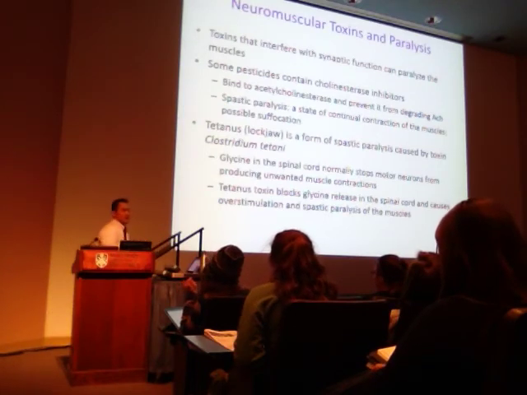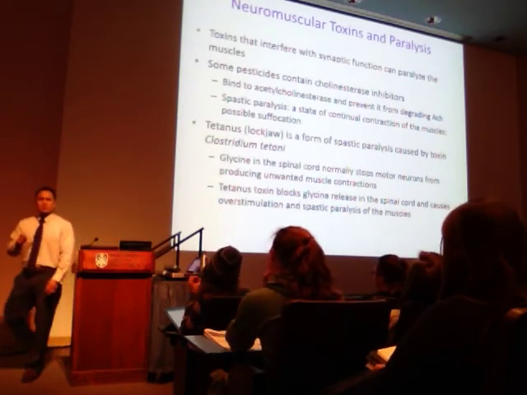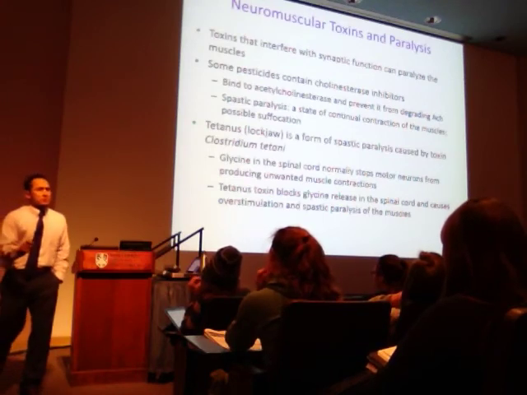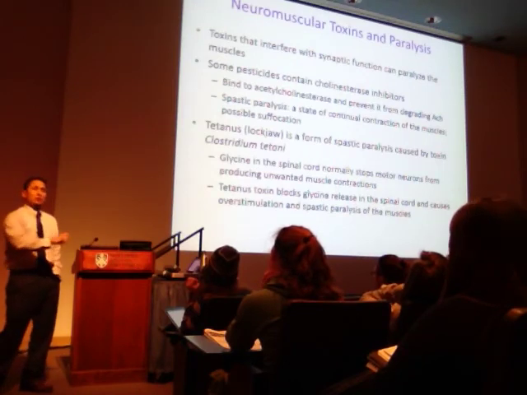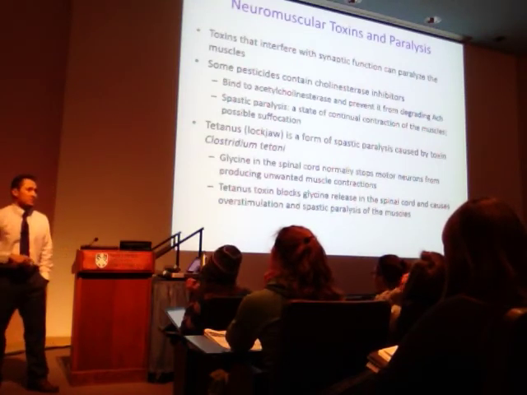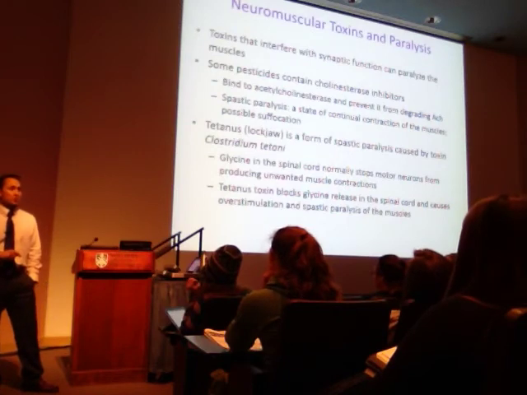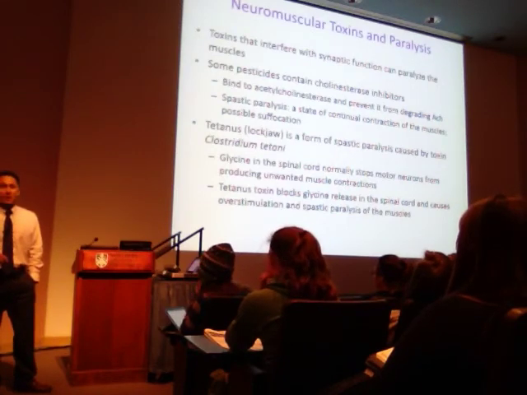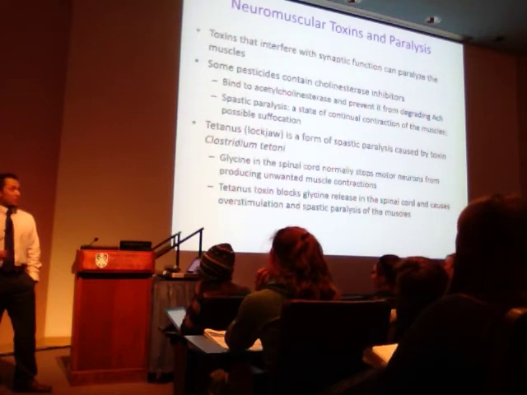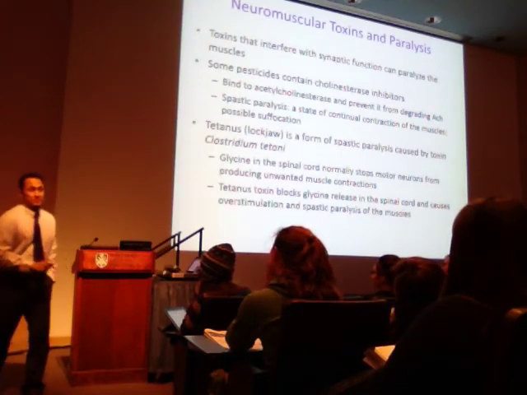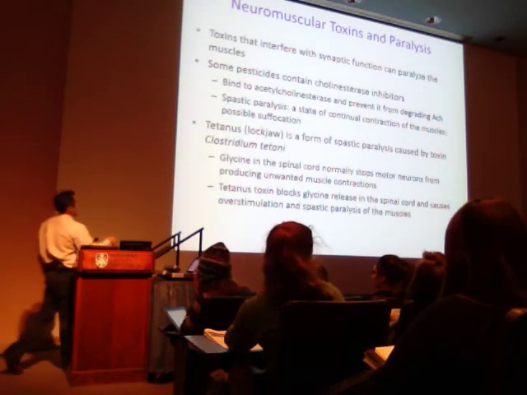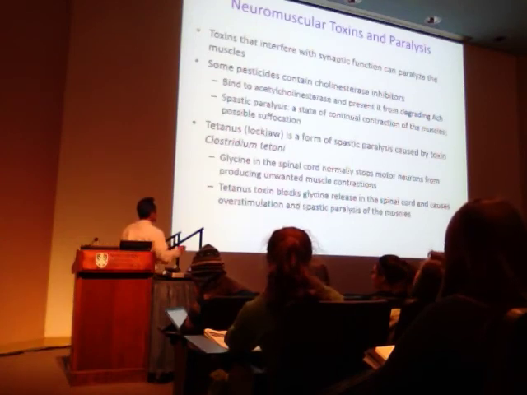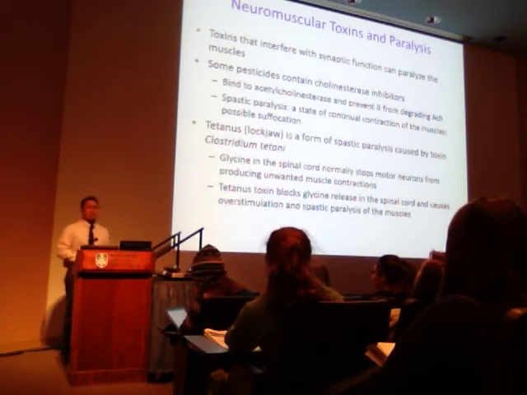The problem with that continual state of muscle contraction is your respiratory muscles have to contract and relax to actually move air. If you just contract, you only move air in one direction. Right? Everyone take a deep breath and then just hold it for the remainder of the lecture. You'll pass out eventually. If you exhale and hold it, same result. Tetanus. This is a form of spastic paralysis caused by a toxin known as Clostridium tetani.